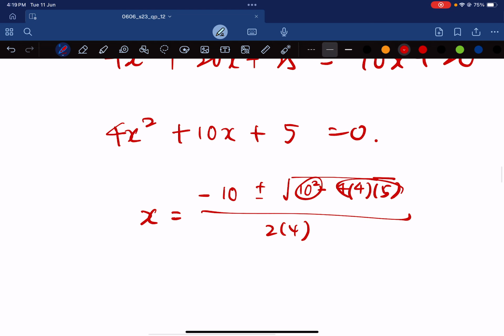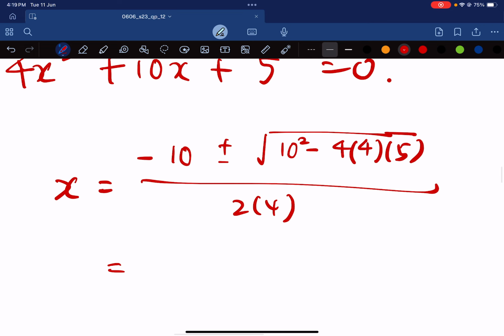So 100 minus 16 times 5, 80. 100 minus 80, 20. Square root 20 is 2 square root 5, right? So you take the 2 and here we have factor 2 cancel. So we have negative 5 plus square root 5 divided by 4.